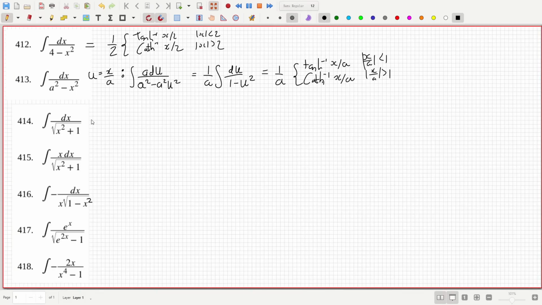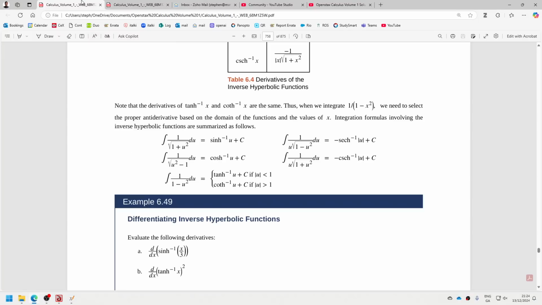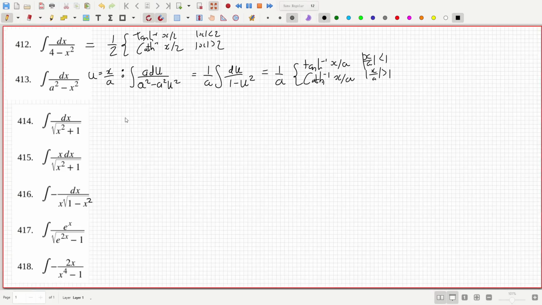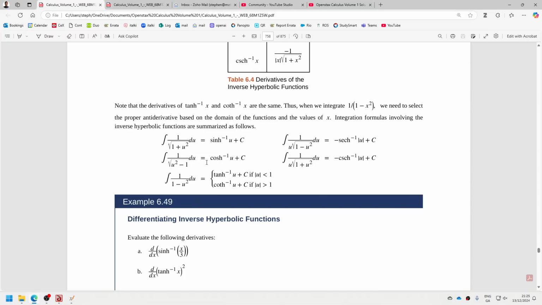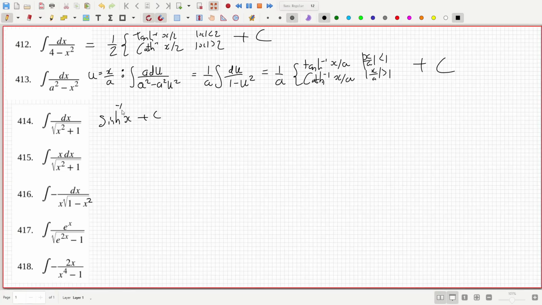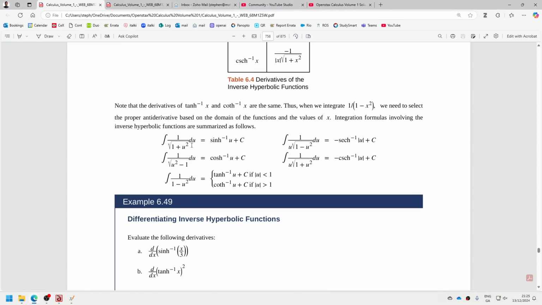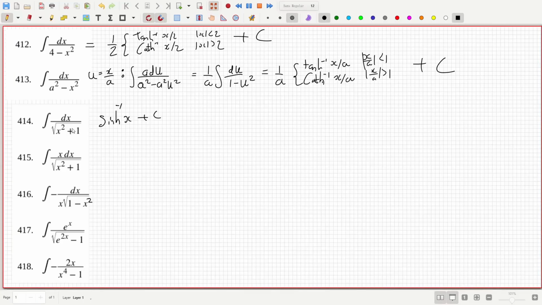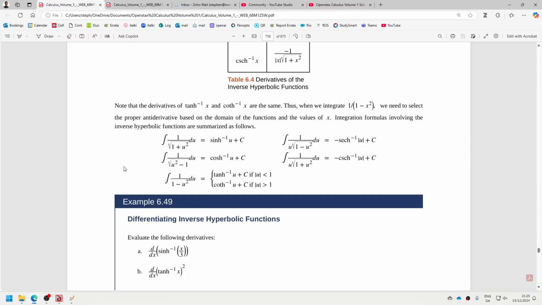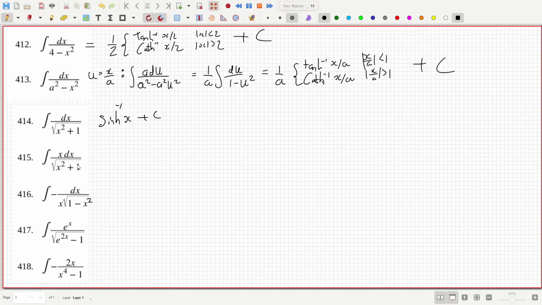That's fine. This one here, I think we have a formula for directly, don't we? Root, that's just sine. Oh, don't forget the plus c. Sine inverse, I mean. Let's check root 1 plus u squared, or root 1 plus x squared. Yeah. And now, do we have one for when the x is on top?